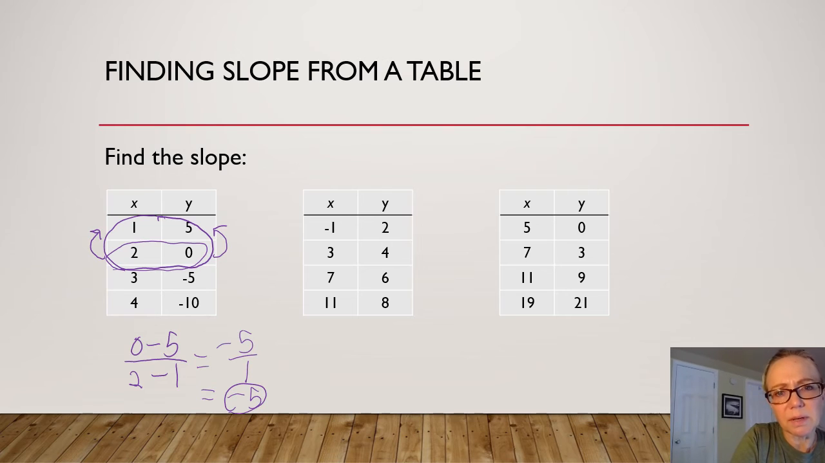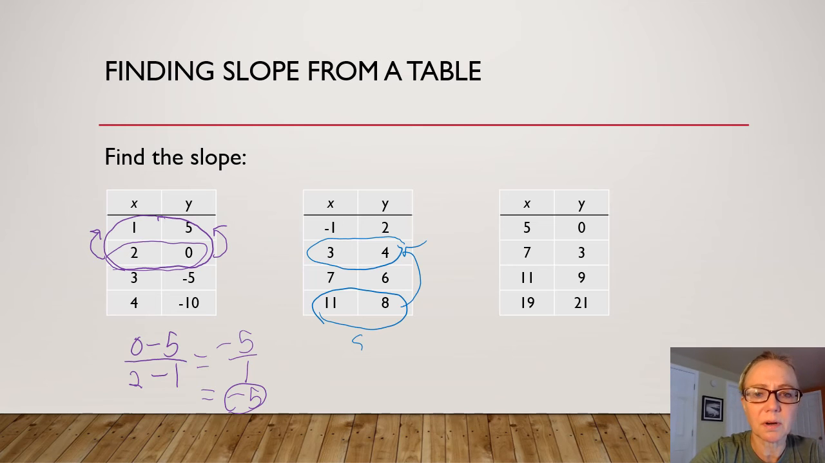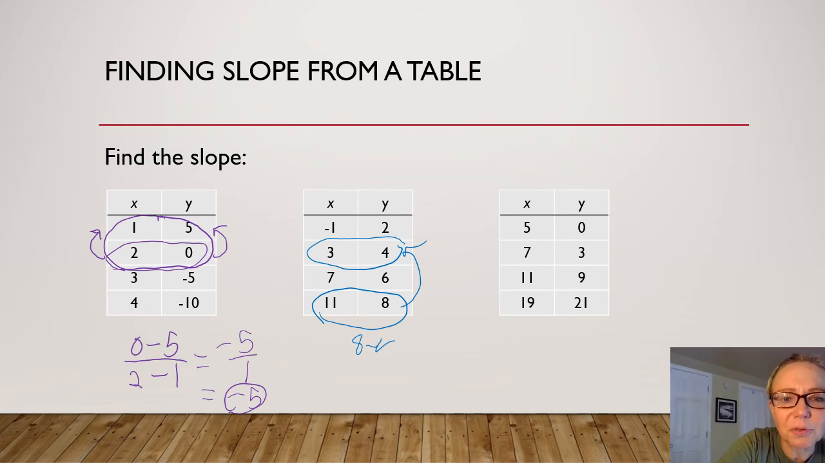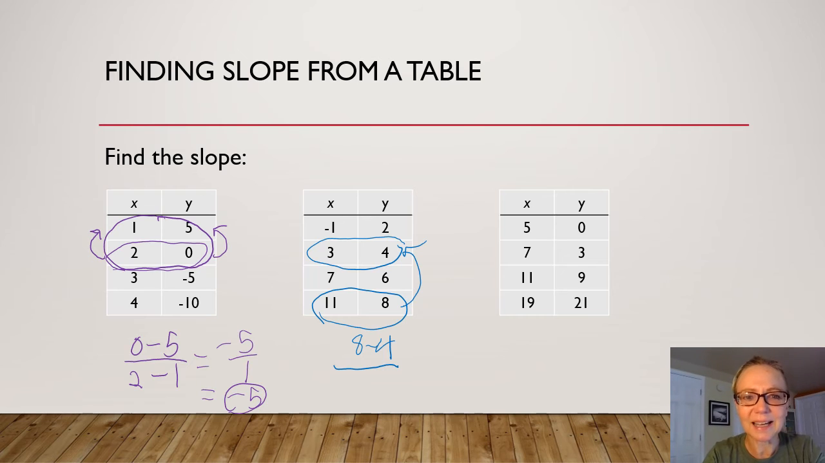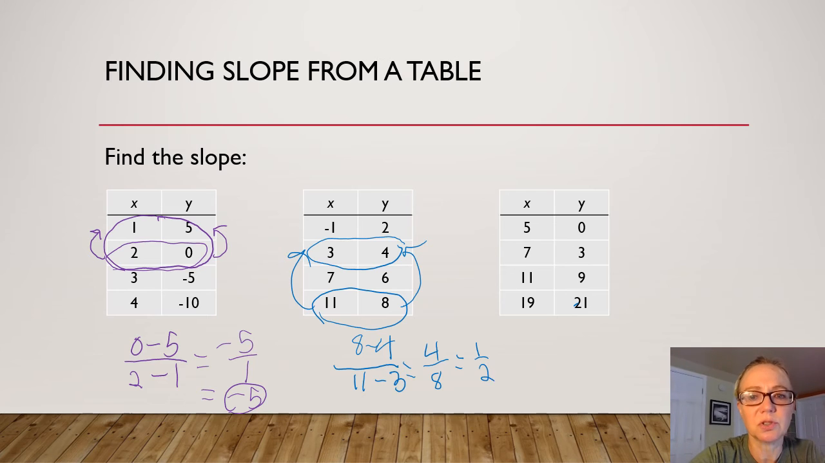In the second example, I'm going to pick the second point and the fourth point. It doesn't matter. I'm going to take 8 and subtract 4. That's my numerator, 8 minus 4, and divide by 11 minus 3. Notice how I put the 8 first on top, so I have to put the 11 first on the bottom. 8 minus 4 is 4. 11 minus 3 is 8. And 4/8 reduces to 1/2. And that's the slope of the line represented by the second table.